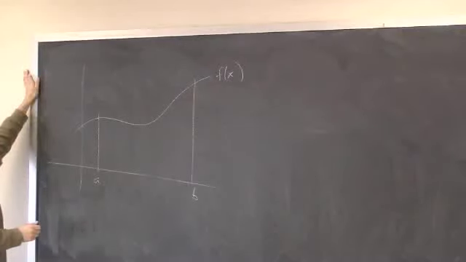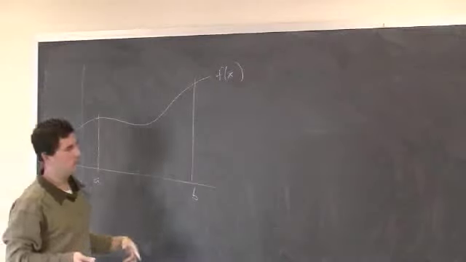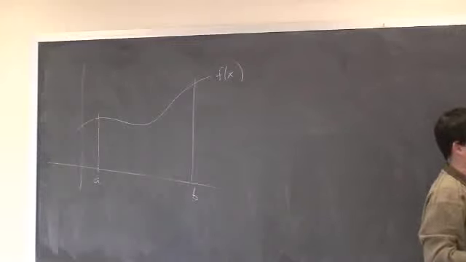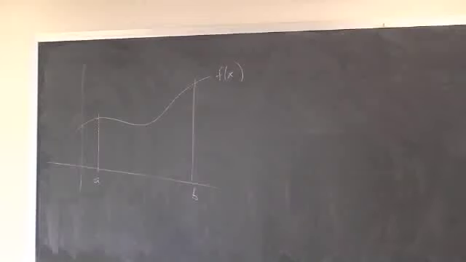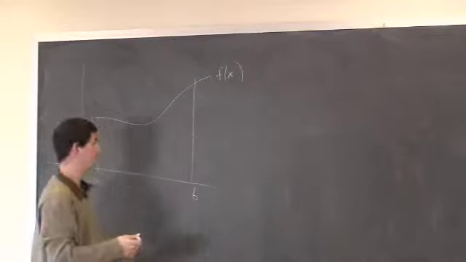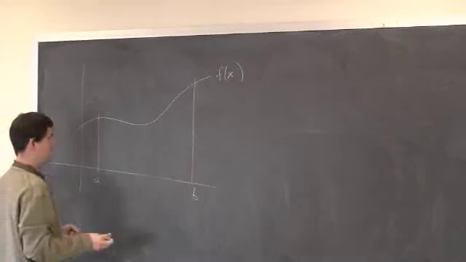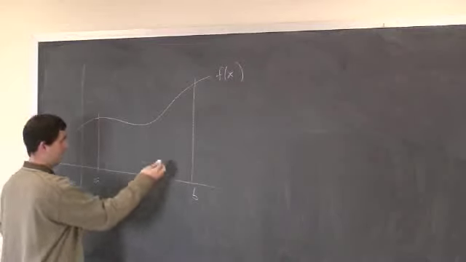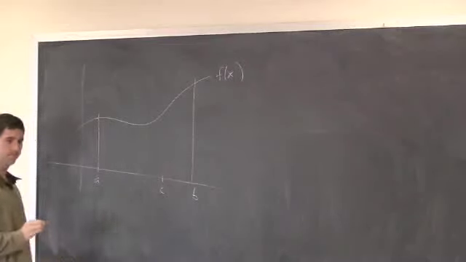Now, the average value of the function we know is going to be 1 over b minus a times the area under the curve. But we also know that there is some point in the interval where f, at that point, gives you the average value. That's what this mean value theorem for integrals says. So let's assume we found that point. Maybe it's right there. There's your c.